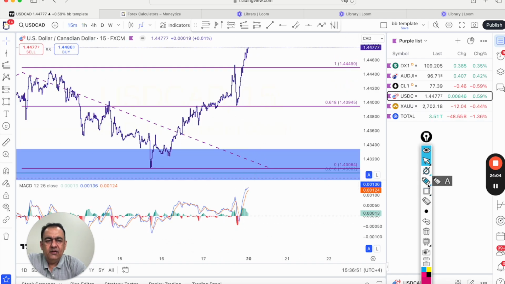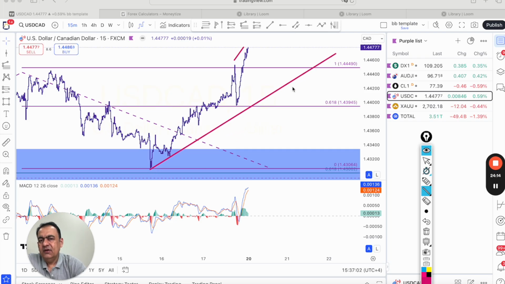Even on 15 minutes it is creating higher highs, but the instrument is overpriced on the basis of 15 minutes. So this is a 15 minutes rising trend line. I would expect some correction towards 4450 or maybe slightly deeper. It should retest the rising trend line, and then we should enter into a bullish setup.